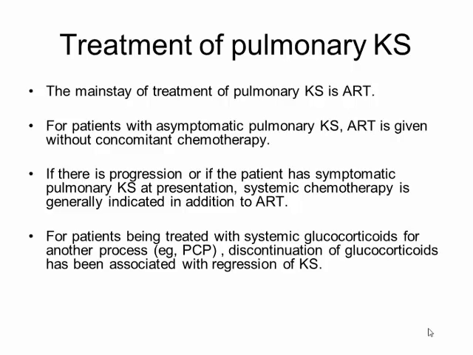Treatment of pulmonary Kaposi sarcoma: the mainstay, as we said, is antiretroviral therapy. If the patient is asymptomatic and doing okay, just give him antiretroviral therapy and he'll do better. No indication for chemotherapy. If the lesions are progressing or the patient starts to become symptomatic, you might need to add chemotherapy. For patients on steroids, you might start antiretroviral therapy and stop the steroids, and they might do better.